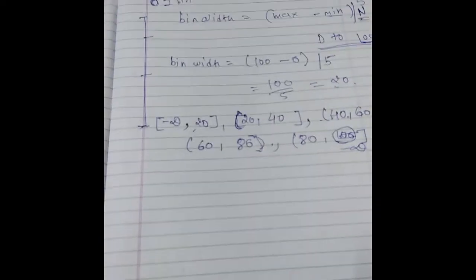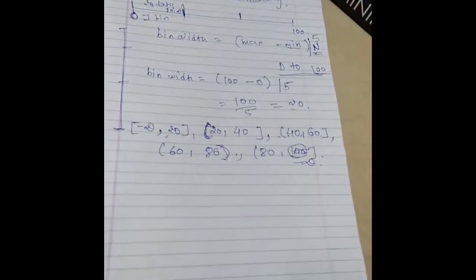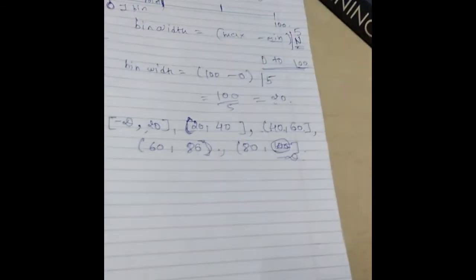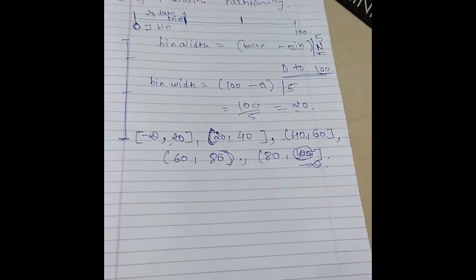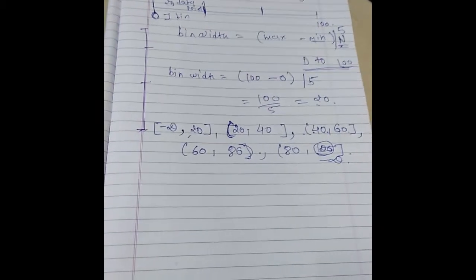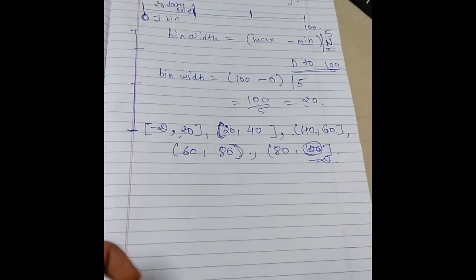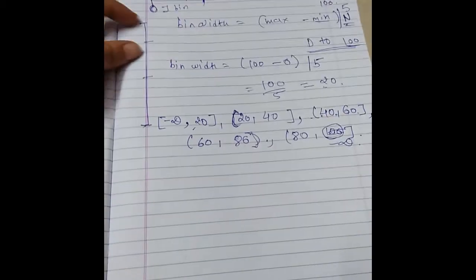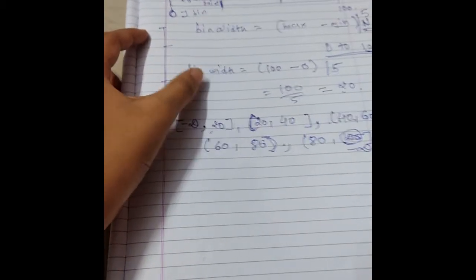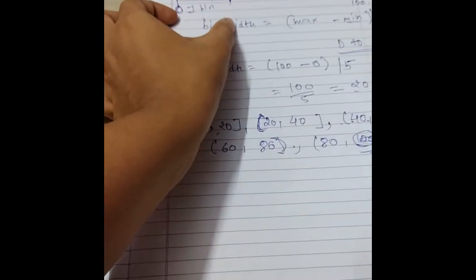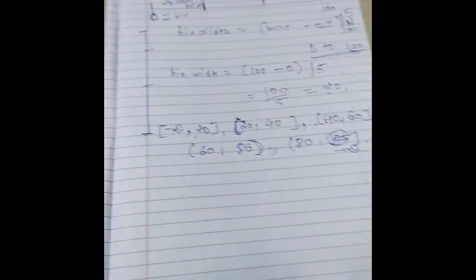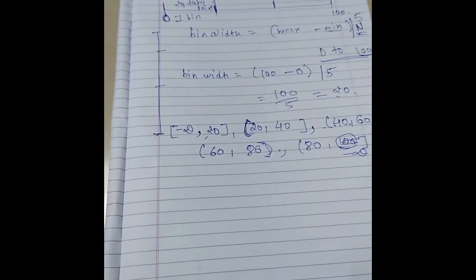Yes, so this is a common rule: if you are using equal width partitioning, then in the first bin the first value is negative infinity, and in the last bin the last value is positive infinity. So this is how we can divide our data points into equal width bins. There are mainly two methods. In the first method we divide data into equal depth; in the second method, equal width partitioning, we divide data points into equal width. So this is how we can do this.